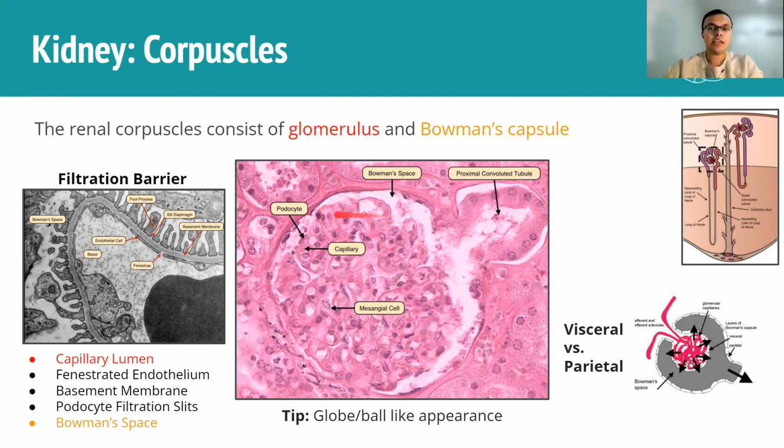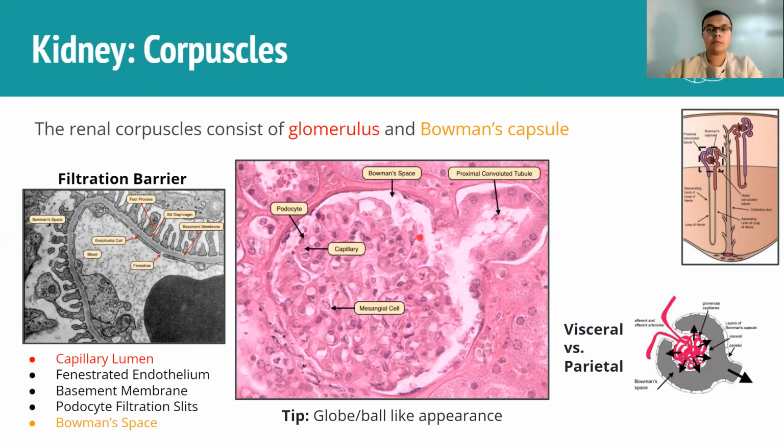So you can see here is the capillary network right there, and then the Bowman space, which is where all of the fluid from the capillary network will be draining into. And you can see that stylized in the image on the bottom right there. I think that's a better description of that.